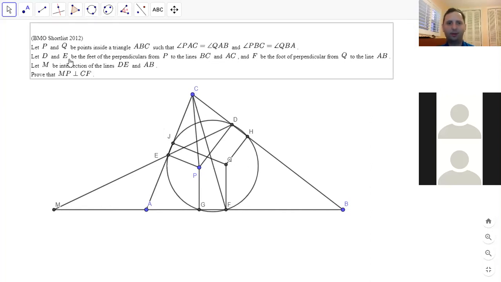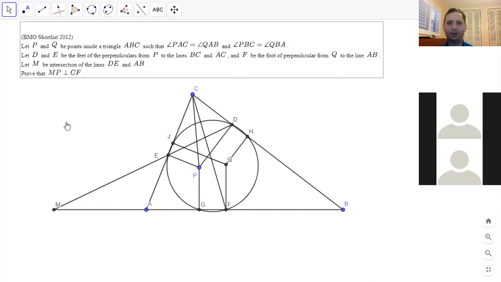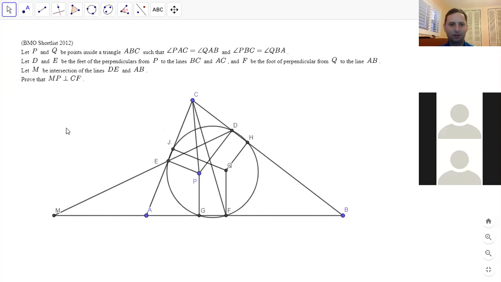This almost feels like it should be a well-known property or something. It almost feels like poles. I was going to say it feels like poles and polars, but this isn't tangent to the circle. So maybe not.